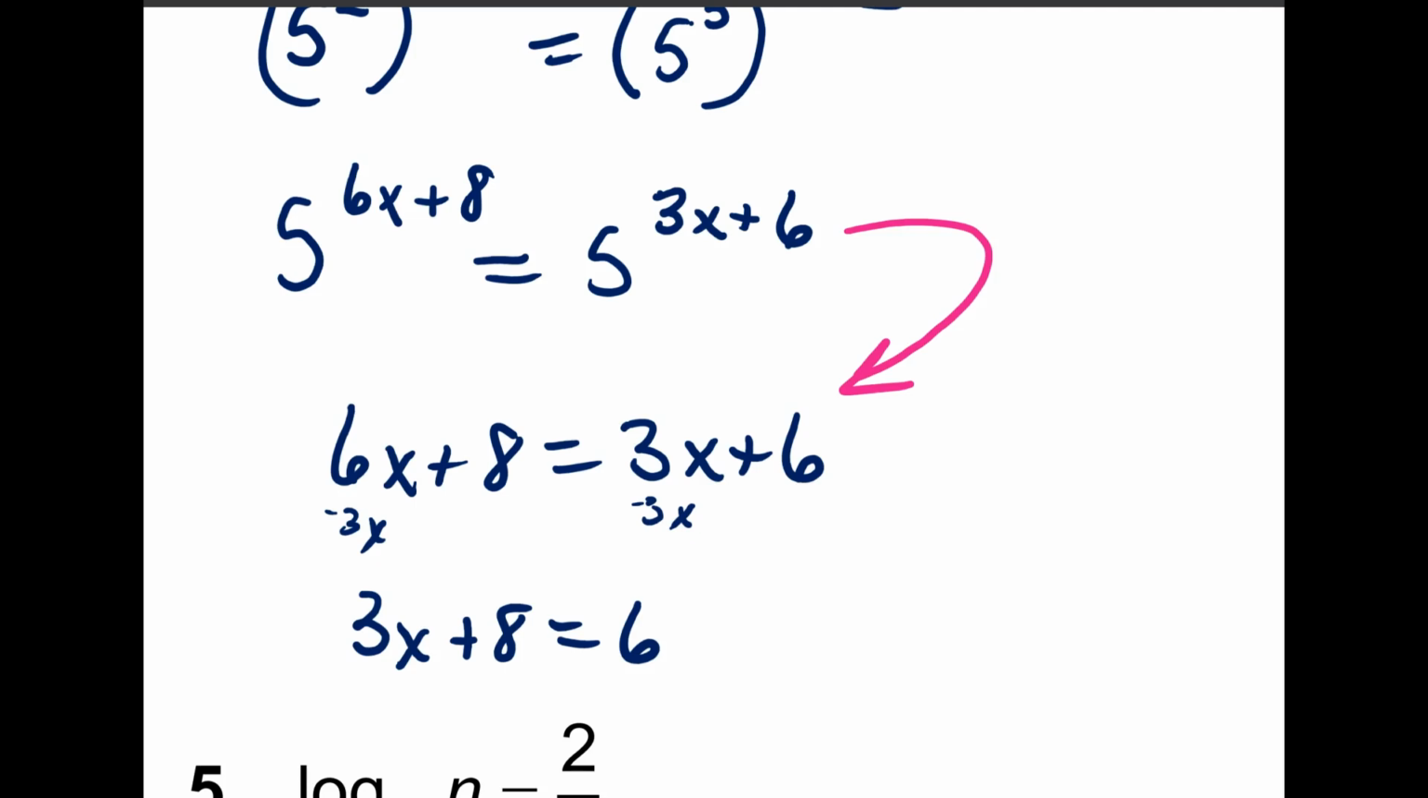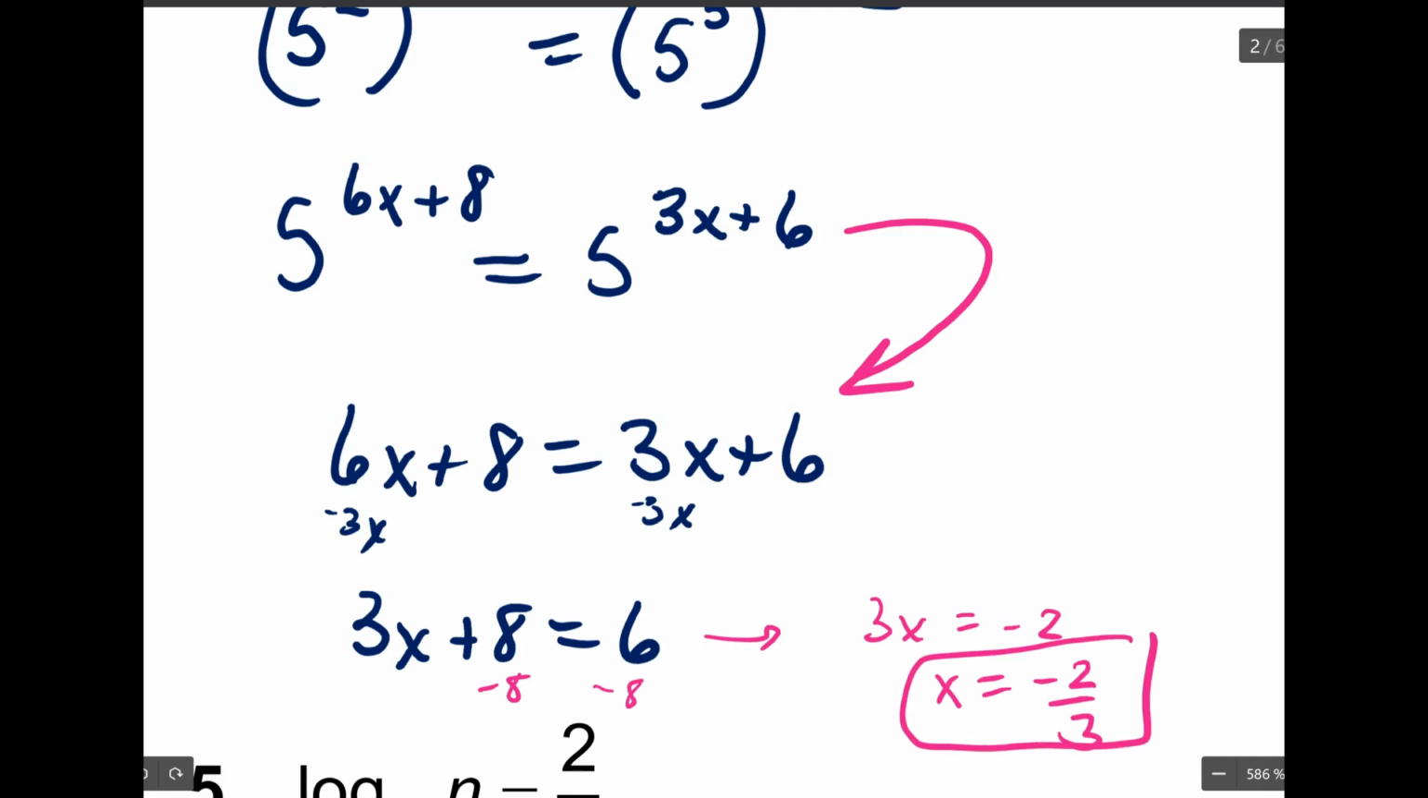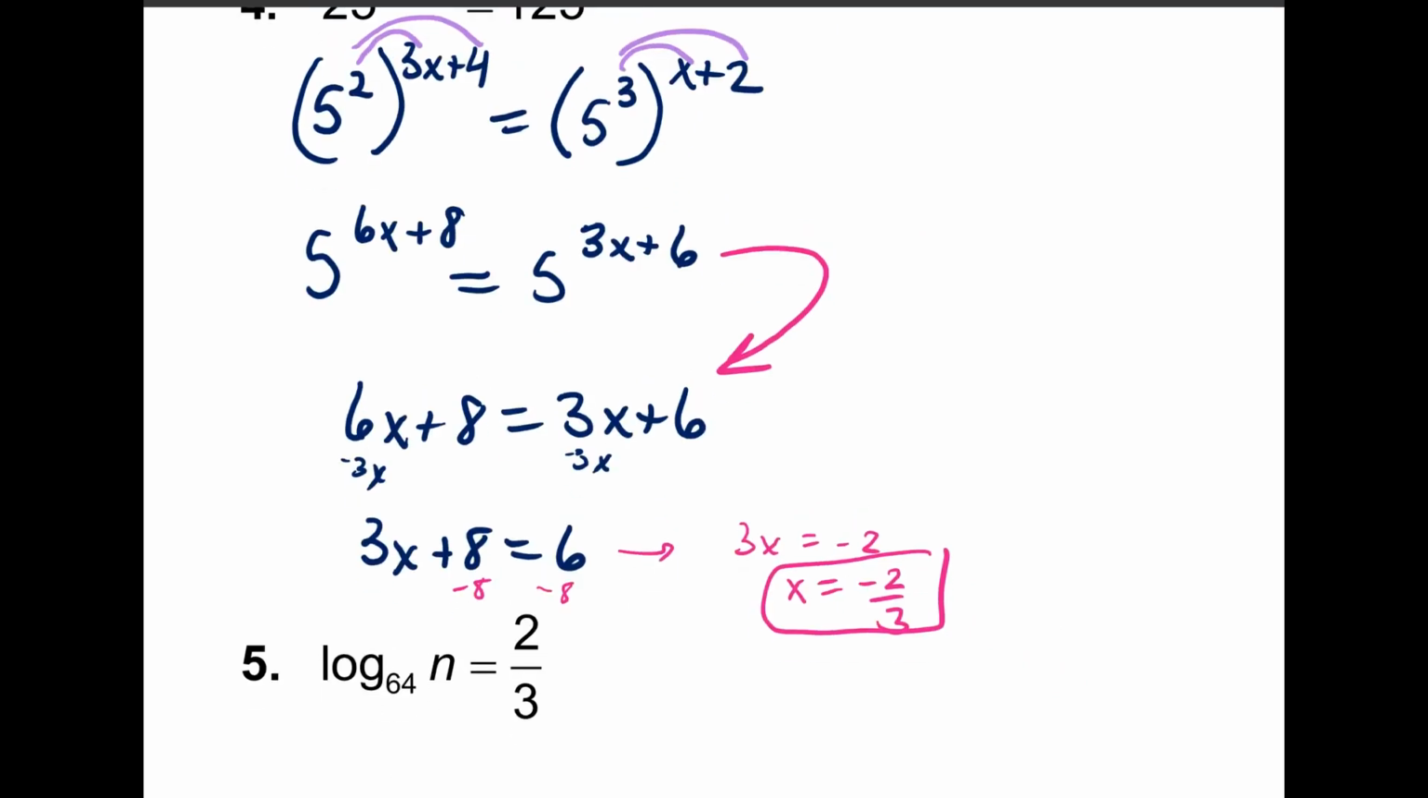So cool. And then you're gonna subtract 8. You're gonna get 3x equals -2, and then you're gonna divide by 3 to get -2. So it will be x equals -2/3. Good. x equals -2/3. Great. Excellent. Good job.